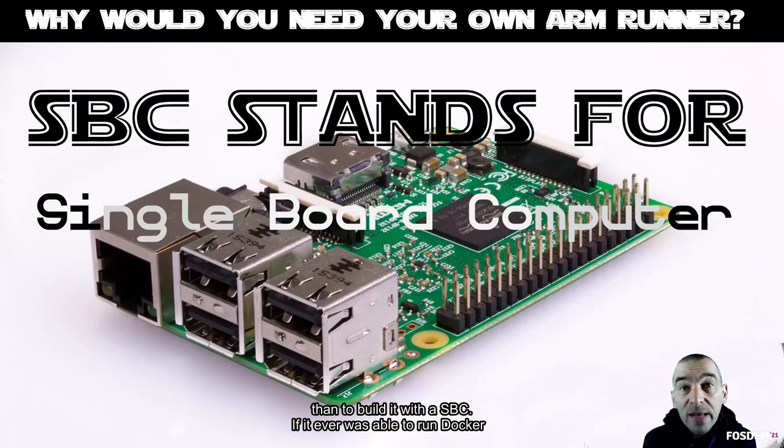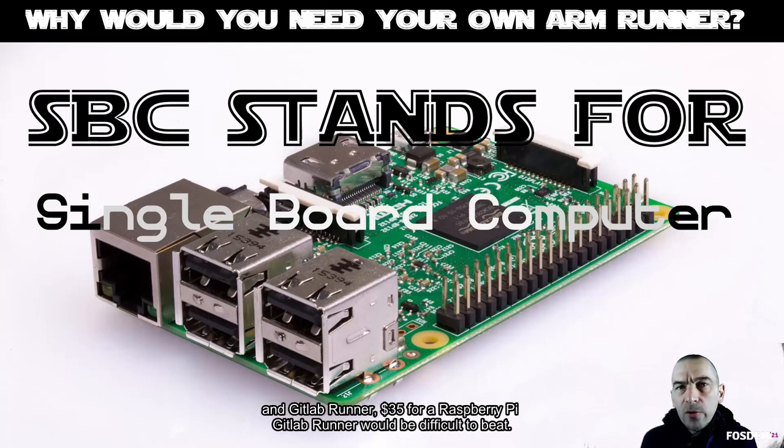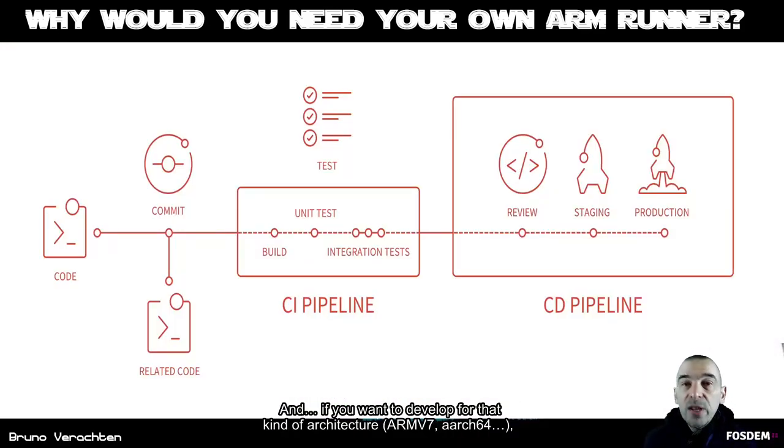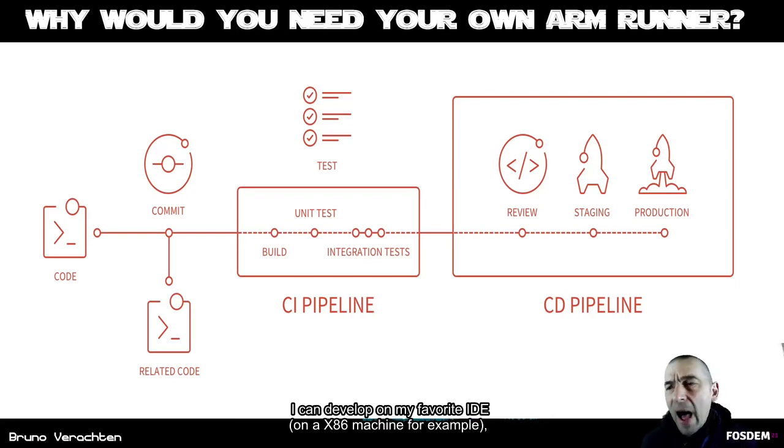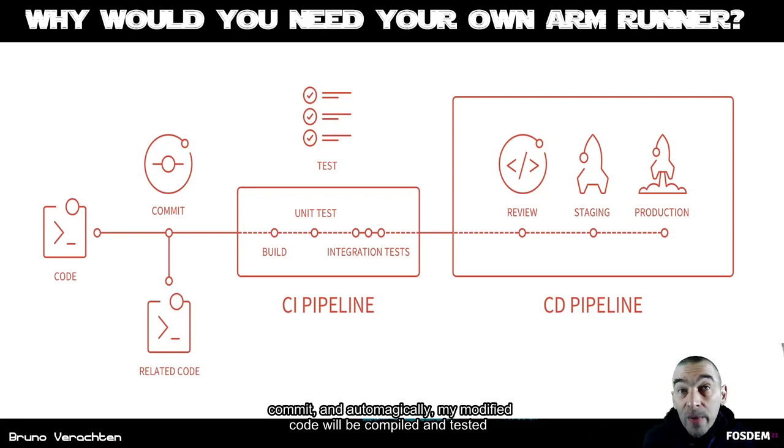If it ever was able to run Docker and GitLab runner, 35 euros for a Raspberry Pi GitLab runner would be difficult to beat. And if you want to develop for that kind of architecture, ARMv7 or 64, you will need that kind of runner. I'm trying to port software to the ARM processor in the company I work for, and these ARM GitLab runners have proven to be really useful. I can develop on my favorite IDE on an x86 machine, for example, commit, and automatically my modified code will be compiled and tested on an ARM machine.